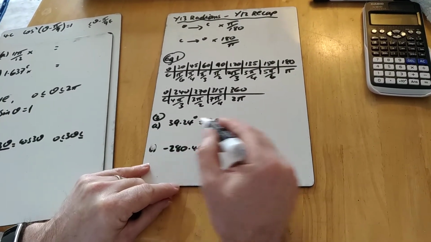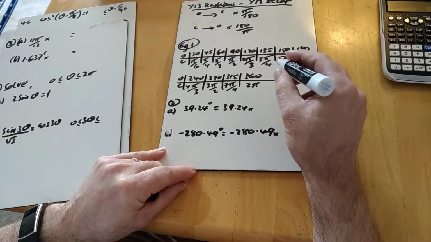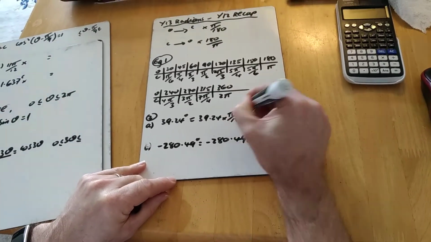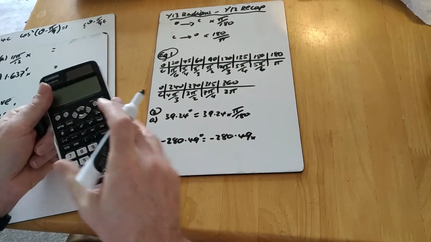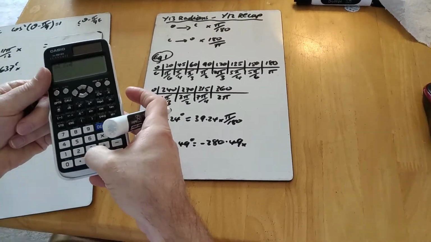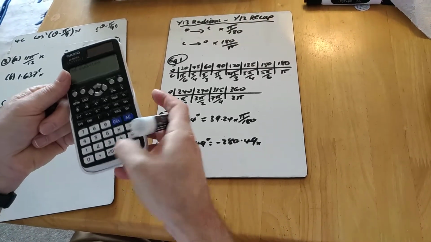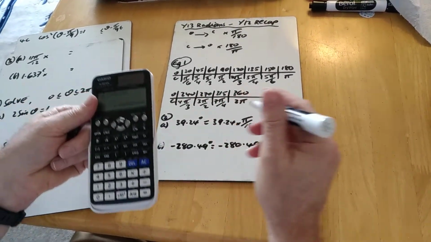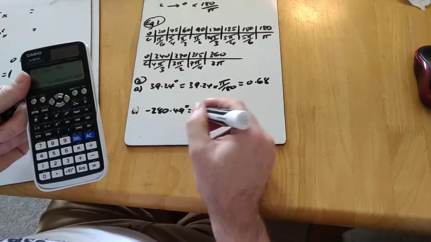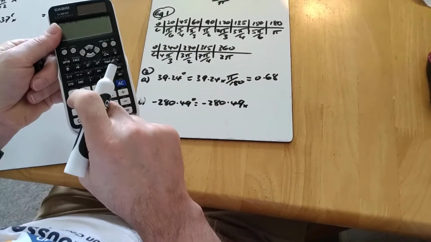If I'm changing from degrees to radians, therefore, as we said above, I need to make the value smaller numerically, so times by pi over 180. So let's have a look at 39.24 times by pi divided by 180 equals 0.684. Two decimal places, 0.68.